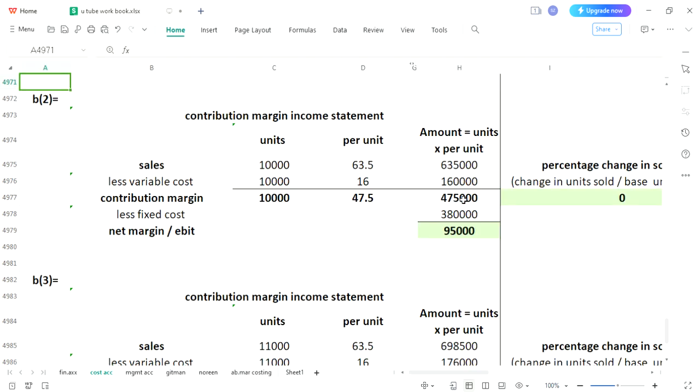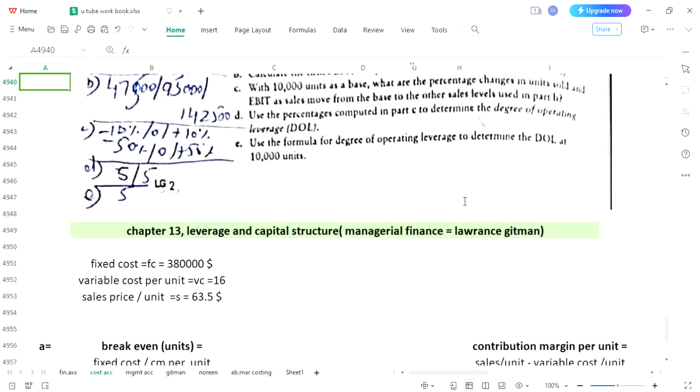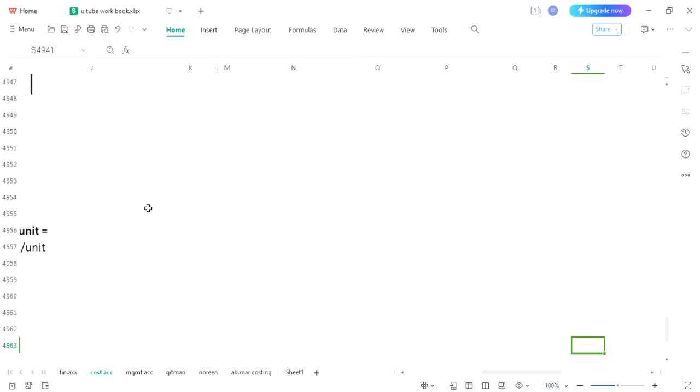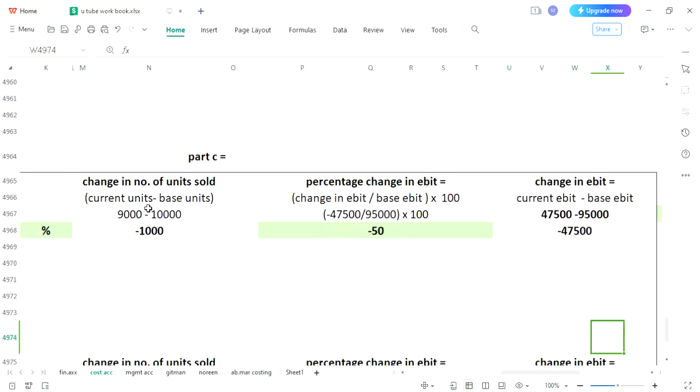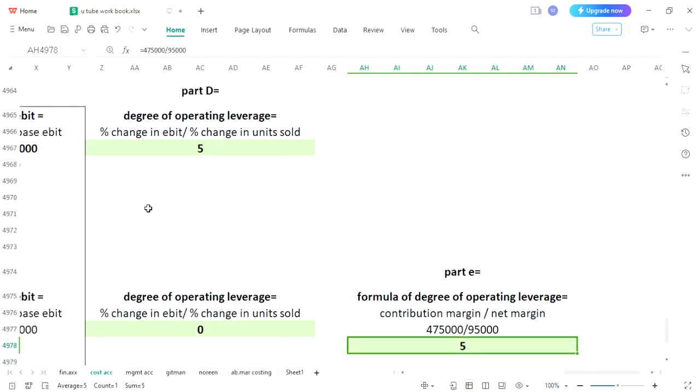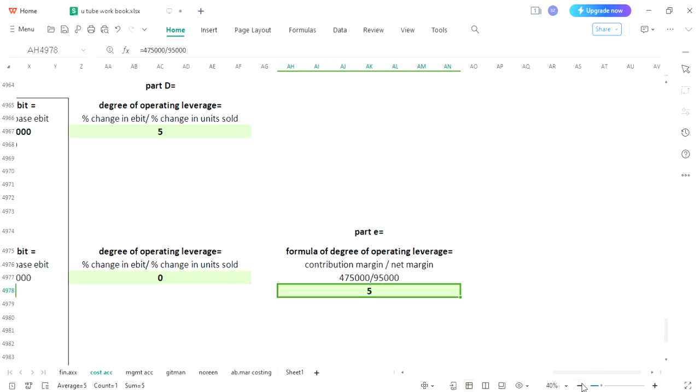Let's get back to the question. For E we have only one answer, that is 5, and we have calculated the final answer as 5 for part E. Reviewing is very important. Let's go back and review what we have done up till now.